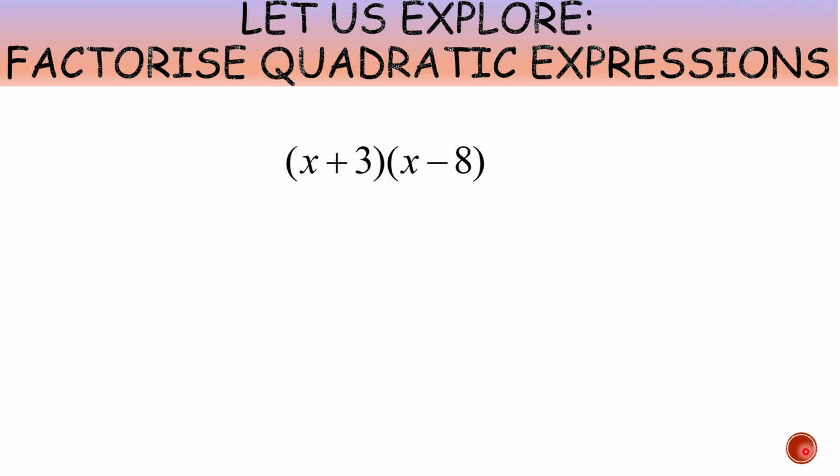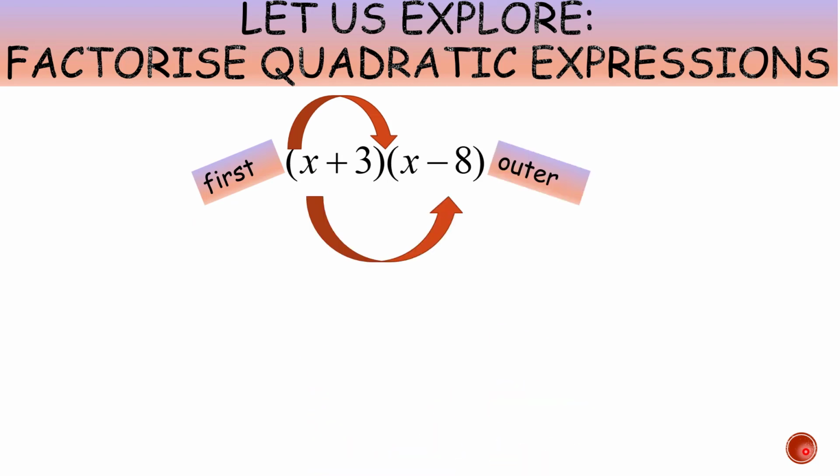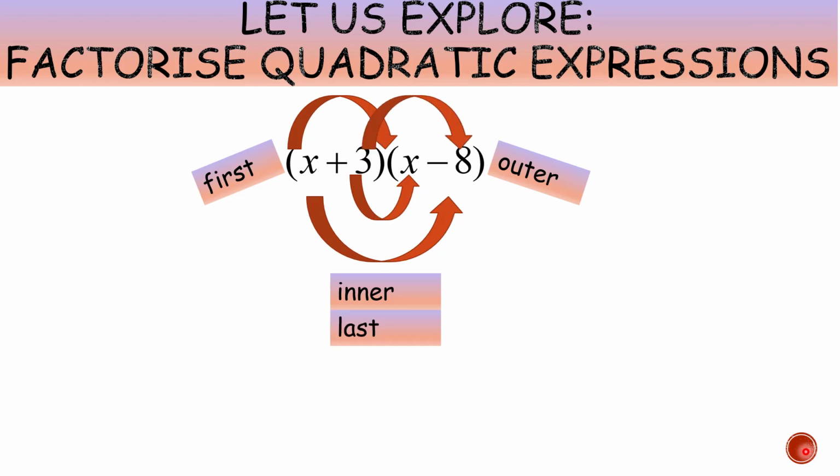Let's expand the brackets. x times x is x squared. x times negative 8 is negative 8x, positive 3x, negative 24. This sign tells us that the two signs must be different. And the sum of 3x and negative 8x must be negative 5x. So the bigger number has to be negative. And positive 3 times negative 8 is negative 24.